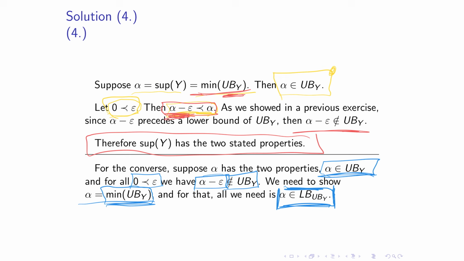And by the way, you might not have quite realized that that's what we mean when we talk about a supremum, that it is the least upper bound. So this is another way to say what a supremum is: it is the least upper bound on the set Y. But anyway, that's now what we need to show. We need to show that alpha is a lower bound on the set of upper bounds of Y.